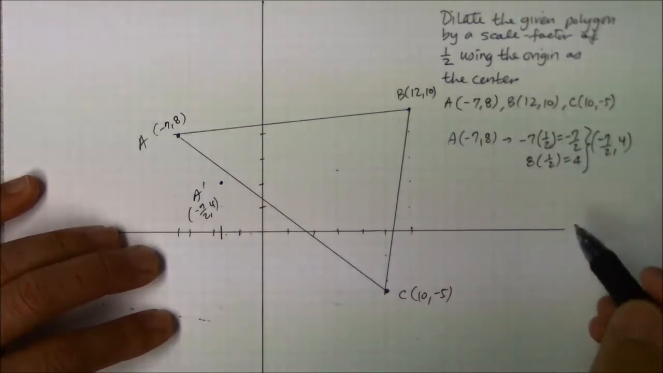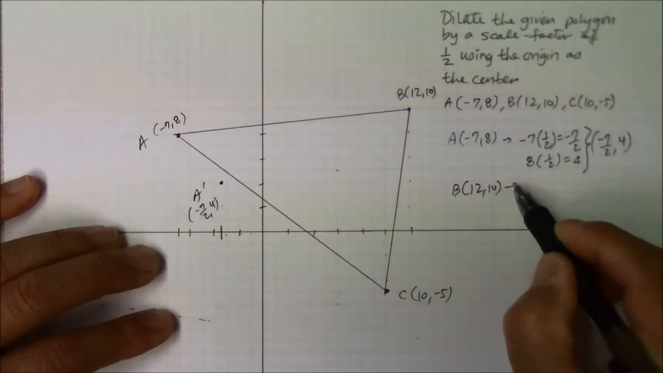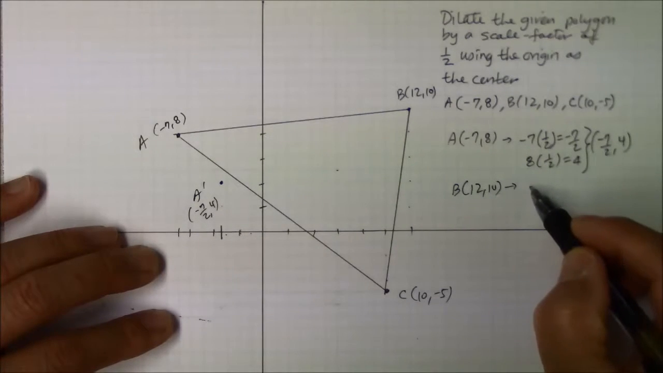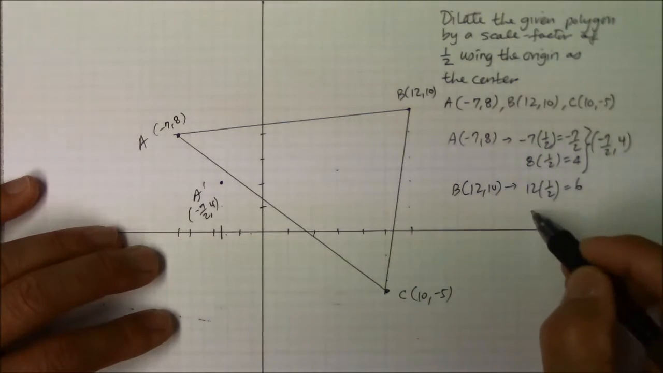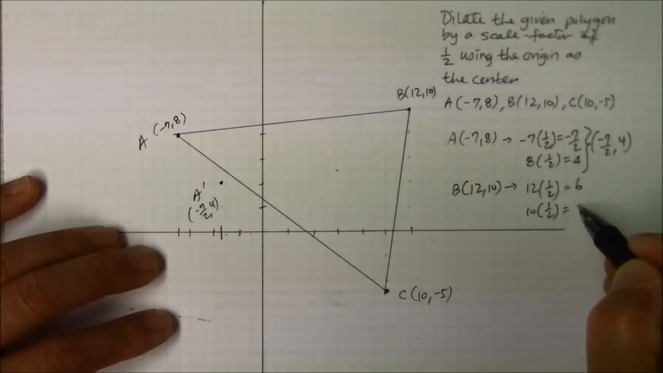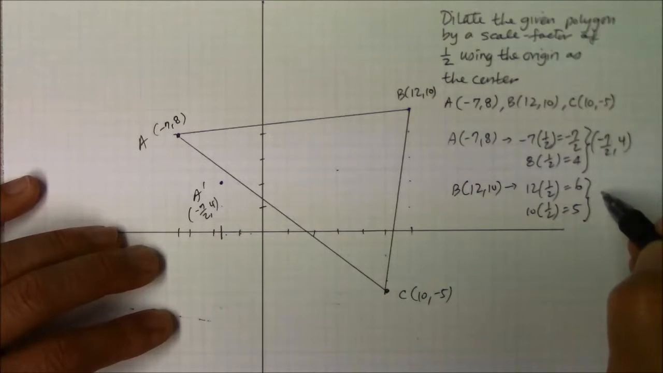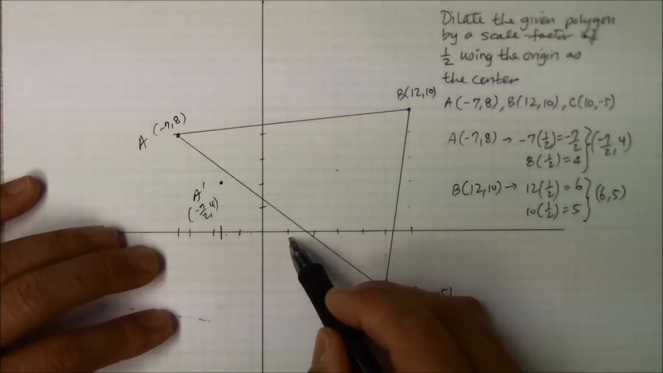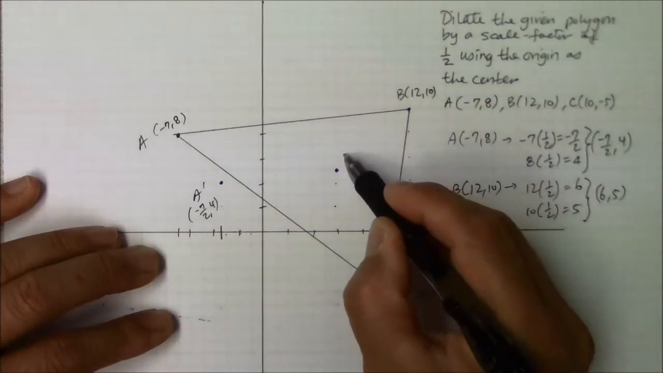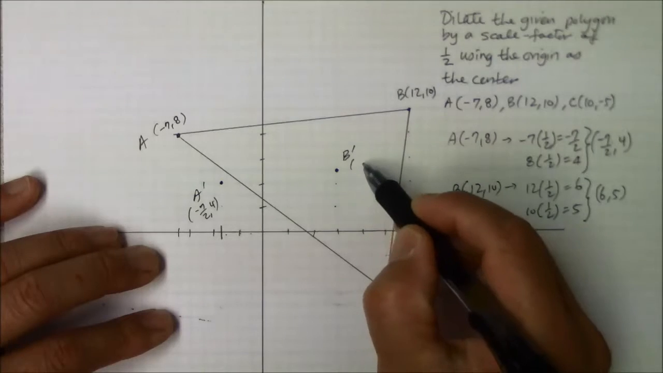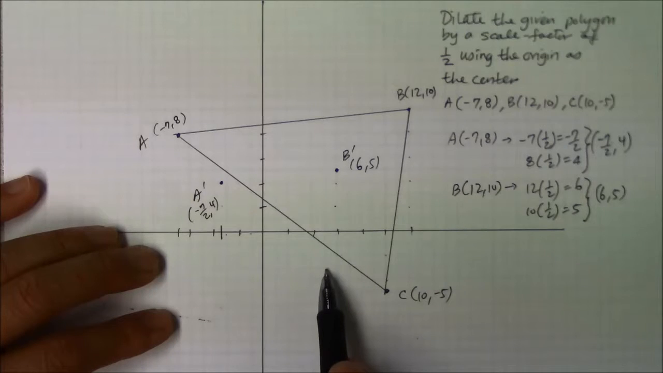So how about the B? Well, the B was given at 12 and 10. We're going to take half of the x value, 12, and half of 12 is, of course, 6. And half of 10, that's an easy one too. It's just 5. So the new coordinate, which is half the distance from the origin, is going to be at 6 and 5. So 2, 4, 6 and 2, 4, 8. It's right where I thought it was going to be, at B prime, which will now be at the 6 and 5 coordinate.